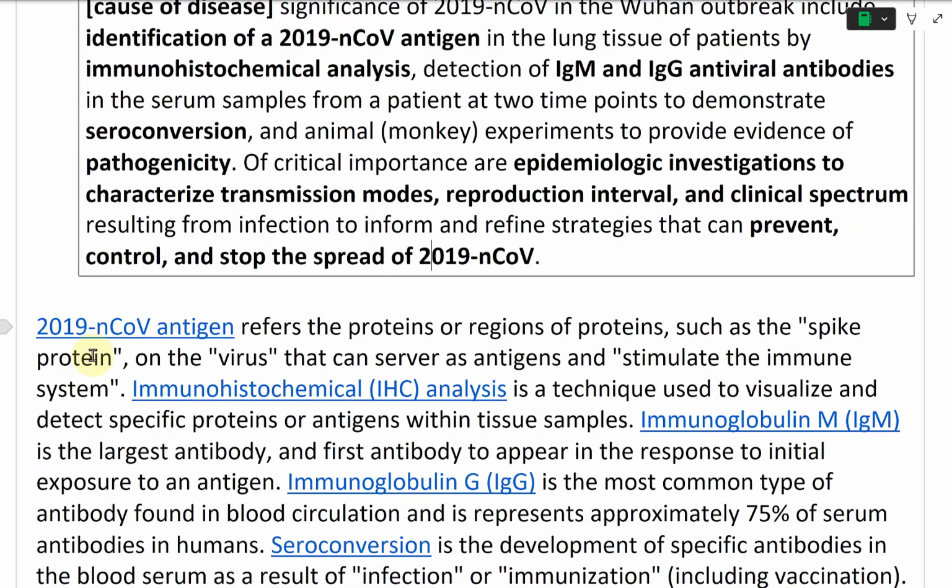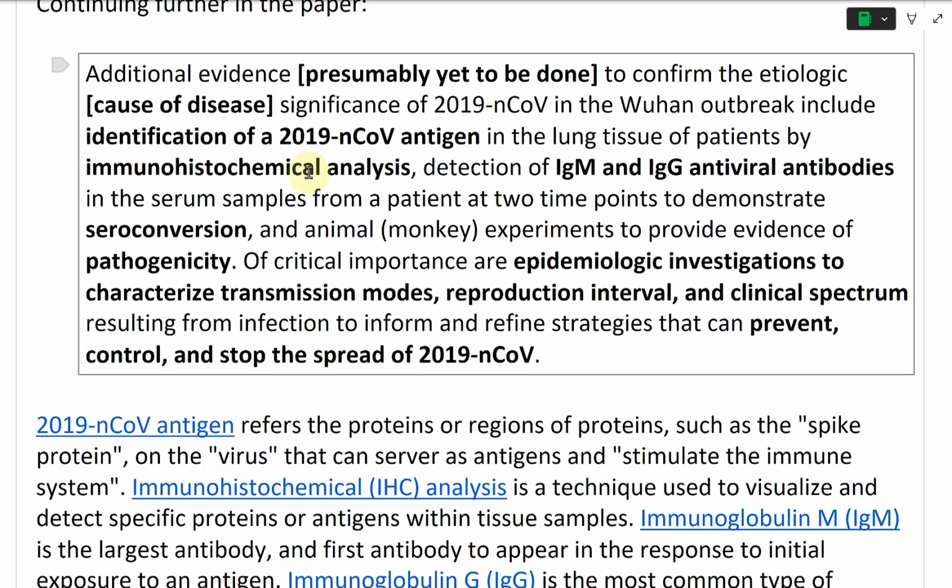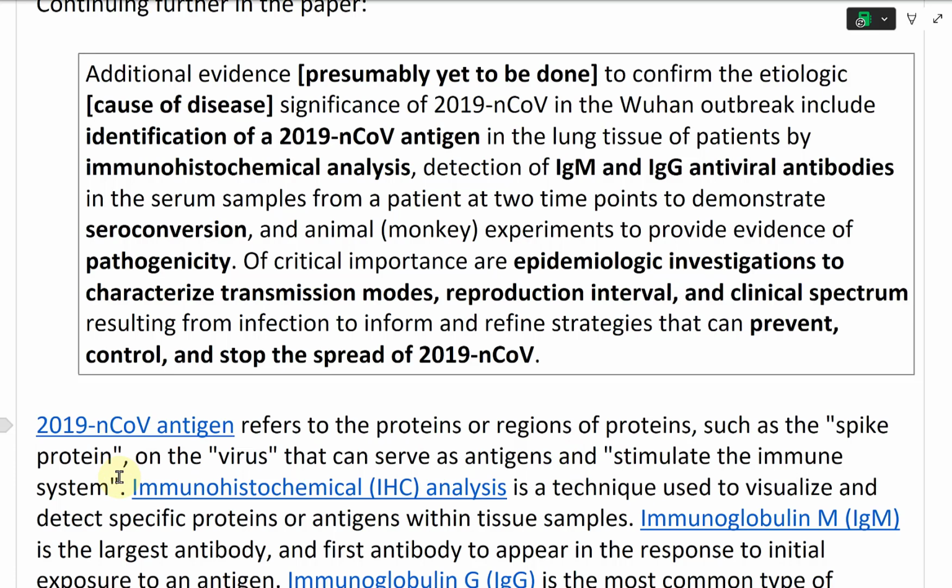Going further, this 2019 nCoV antigen, the identification of that refers to the proteins or regions of proteins, such as, quote, the spike protein, on the, quote, virus that can serve as antigens and, quote, stimulate the immune system. So those are the antigens, basically specific proteins or regions of proteins on the virus. I'll put this in brackets like that, such as the spike protein. So the spike protein can be viewed as an antigen. And again, the spike protein, whatever, that's supposed to be the part of the solar corona around the virus, but that's questionable in my opinion as well.